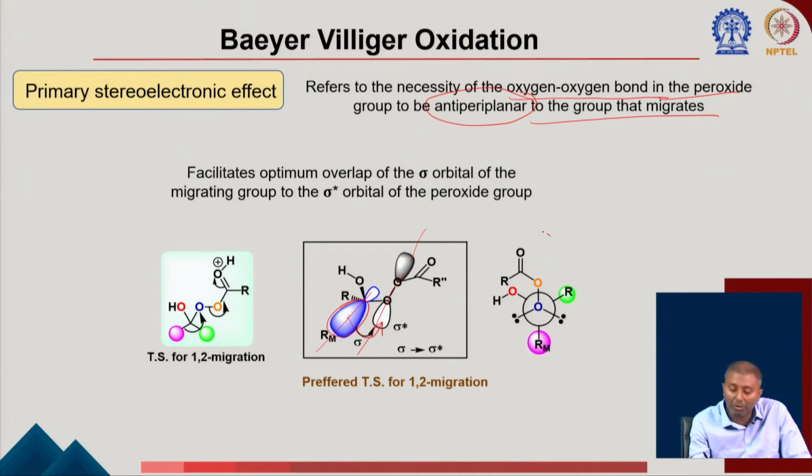We can see from this also that they have to be oriented in such a way that this sigma star orbital can be accessed from this sigma orbital which is here. So this is called an anti-periplanar orientation. So this is about the primary stereoelectronic effect.